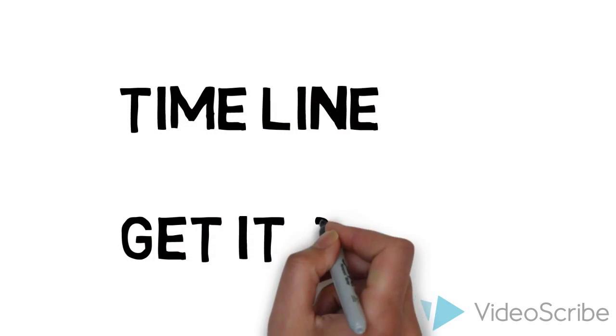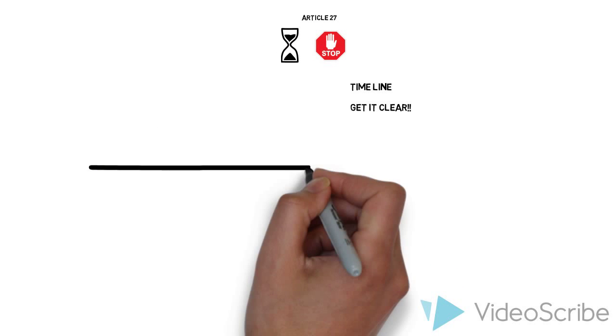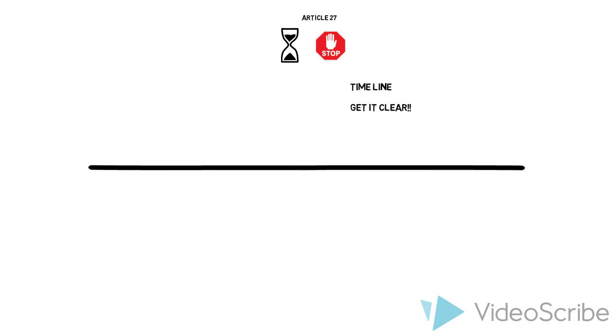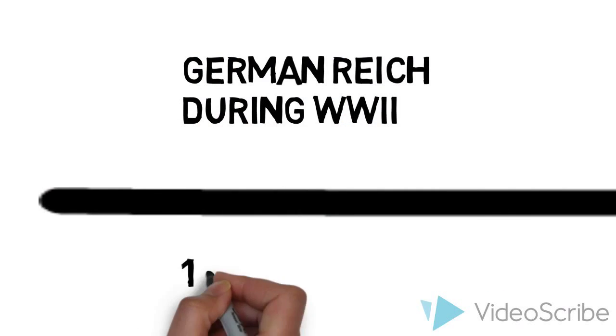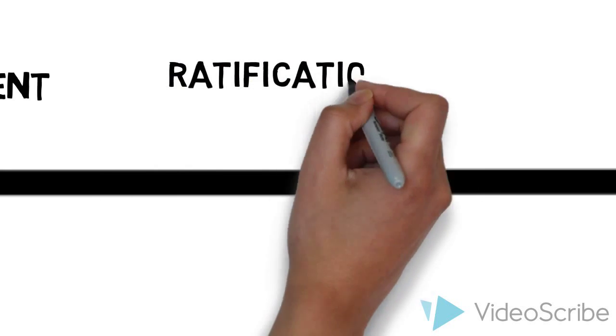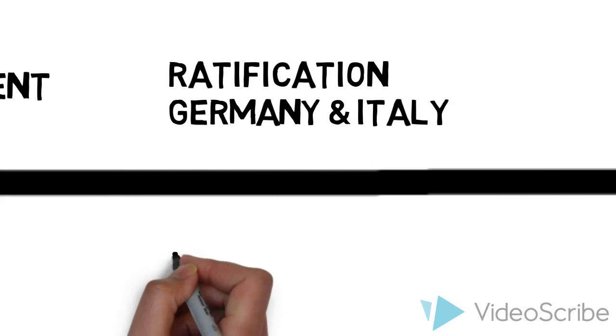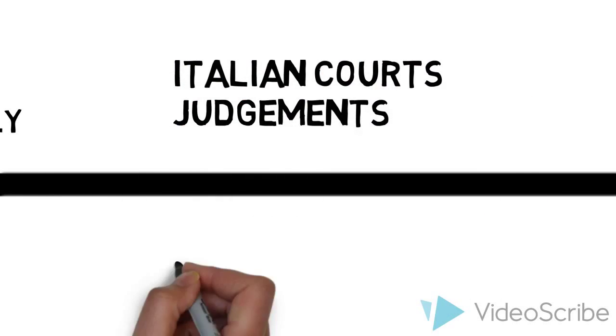So let's make a timeline to understand if it has jurisdiction under this Article 27. As was already indicated when we specified the subject of the dispute, all claims which had been introduced against Germany before Italian courts related to the occurrence of World War II, before the peaceful settlement of disputes convention was ratified and in force for the two countries, Italy and Germany.